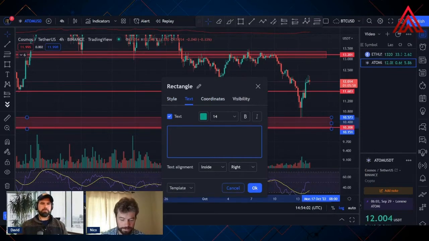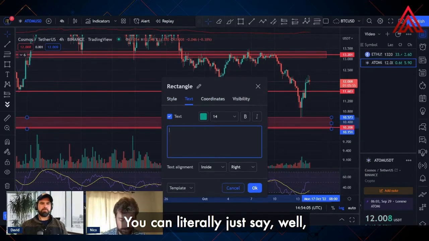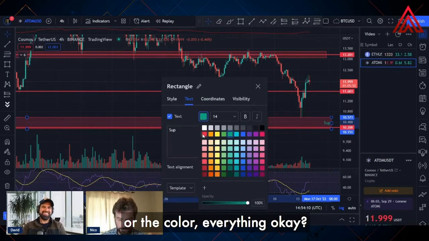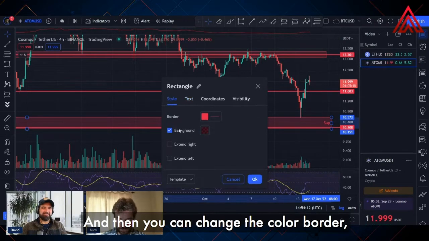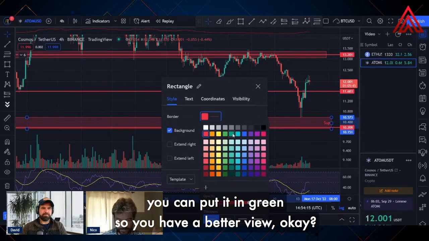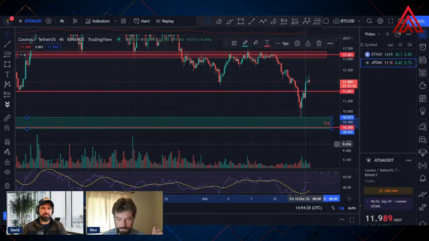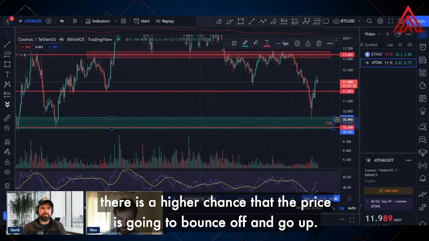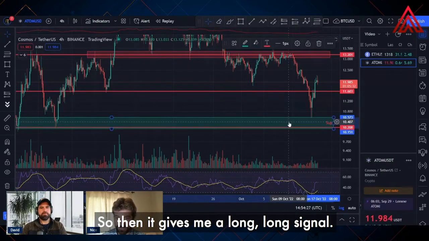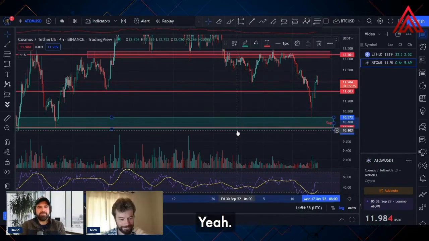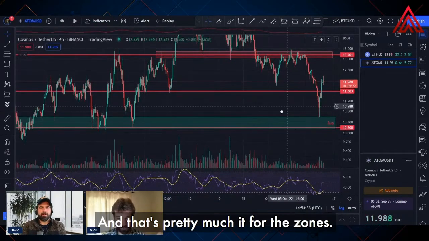You can literally just say, well, that's going to be our support. Then you can change the color, so for the border, you can put it in green so you have a better view. Because from here there is a higher chance that the price is going to bounce off and go up. So I put it in green, and it gives me a long signal, a buy signal, that the price is going to go up from this line. And that's pretty much it for the zones.